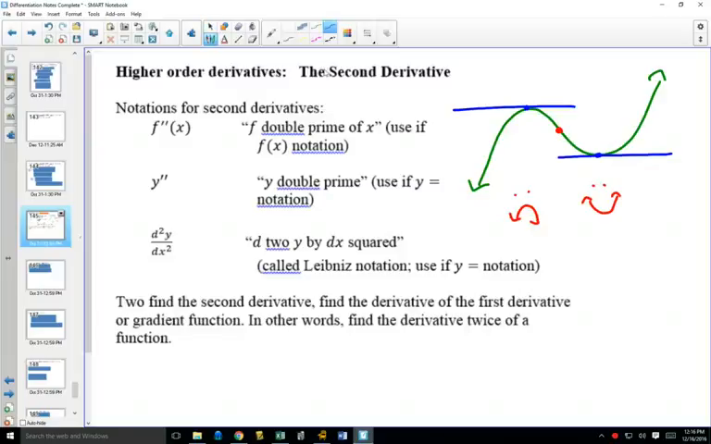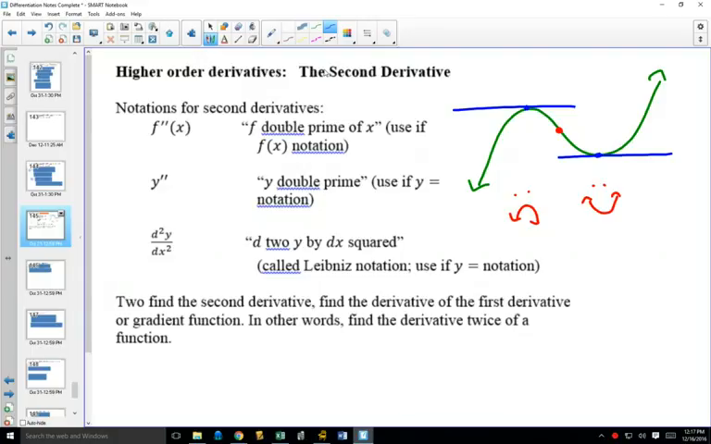So we learned some new notation. We can just do the double prime with the f of x or with the y. Or in Leibniz notation, we can square the top and square the bottom, but where we put those squares, the square is in between the d and the y on the top, and on the bottom it's the whole thing squared.